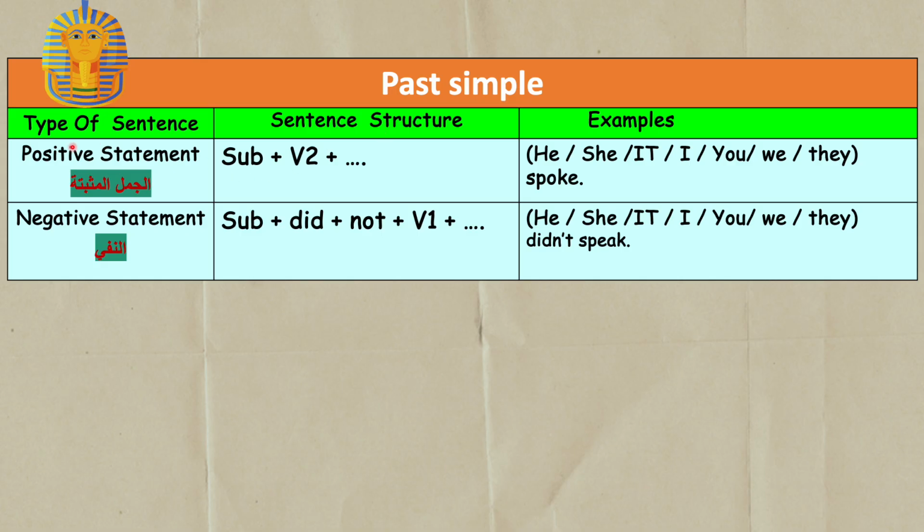How can we form a positive statement? We start with subject plus verb 2 and the rest of the sentence. The verb form is the same for all persons in the simple past. Negative statement: we start with subject plus did not to make a negative, and verb 1.